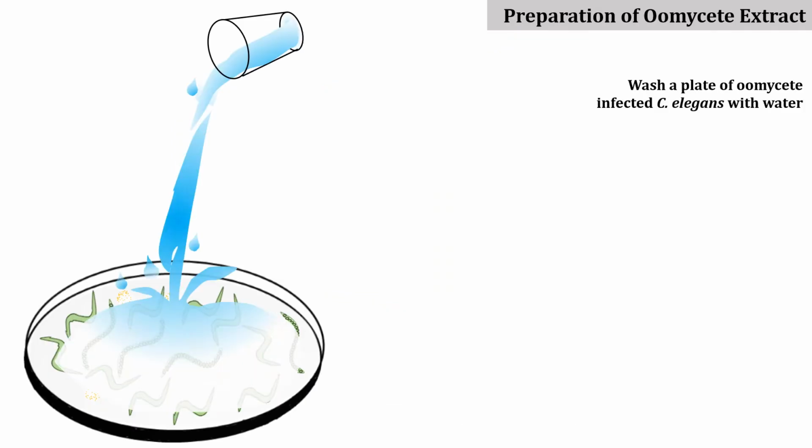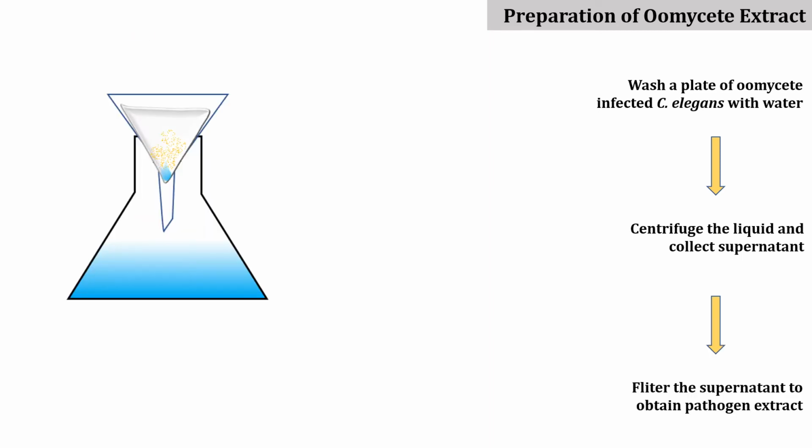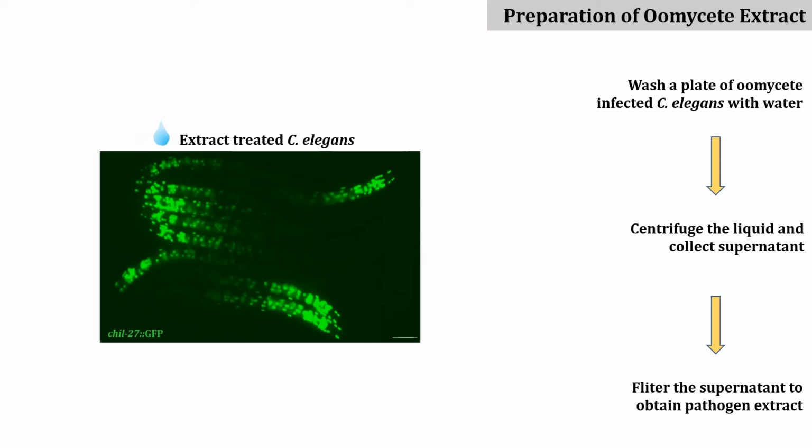Intrigued by this observation, we decided to just wash our culture plates with water and collected the liquid following centrifugation and filtration. When the extract thus obtained was added to worms carrying the appropriate transgene, they started glowing again, confirming that chil gene induction was indeed happening in response to pathogen recognition rather than infection. The extract thus provided an opportunity to uncouple pathogen recognition from tissue damage that happens in infection.